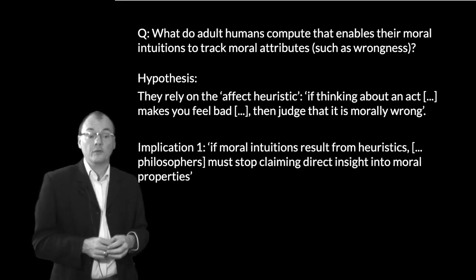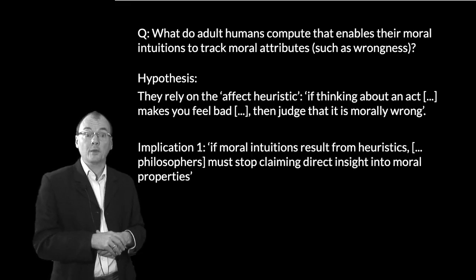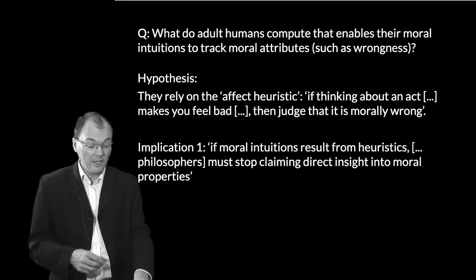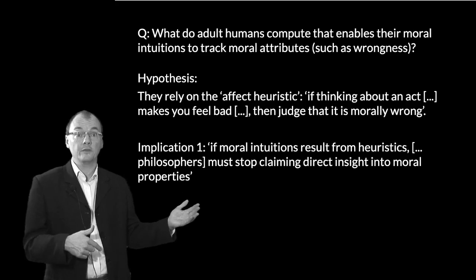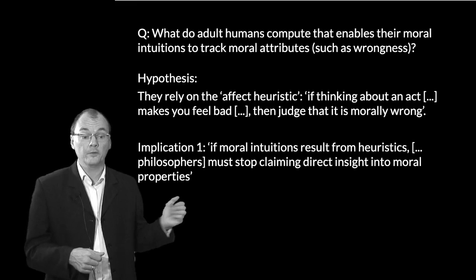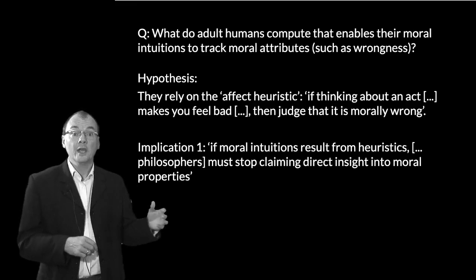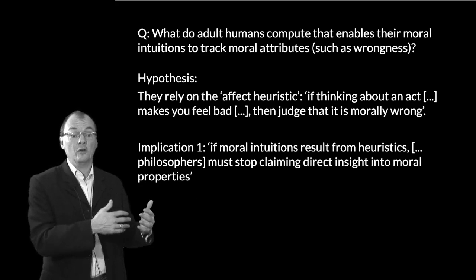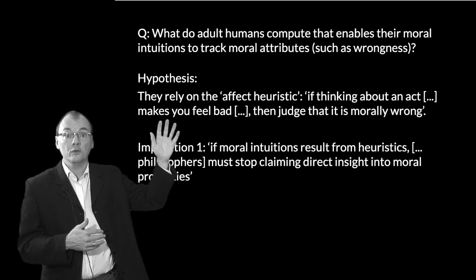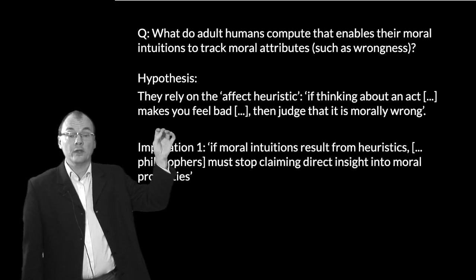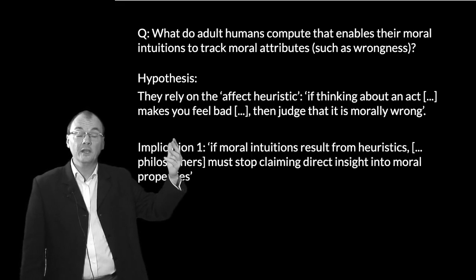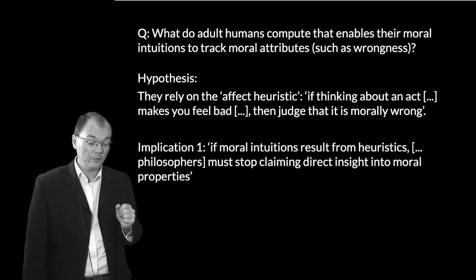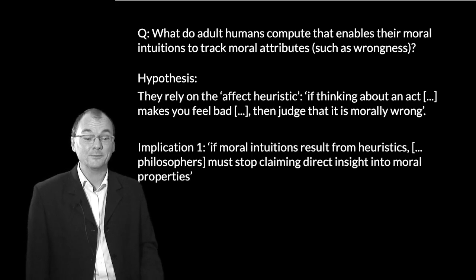One of those is this. If moral intuitions result from heuristics, then philosophers are going to have to stop claiming that they have any direct insight into moral properties. Why is that? Moral intuitions, the fact of these moral intuitions, provide the rather slender, in my view, basis for those philosophers who claim to have direct insight into moral properties. But if the moral intuitions turn out to be based on the way that things make you feel, then we can't really say that we've got insight into the moral properties at all, unless we think somehow that the feelings are in and of themselves providing that insight, which seems extremely unlikely.